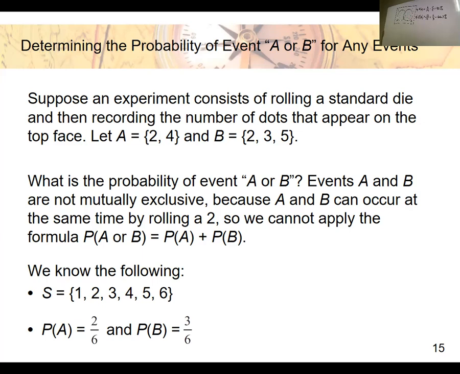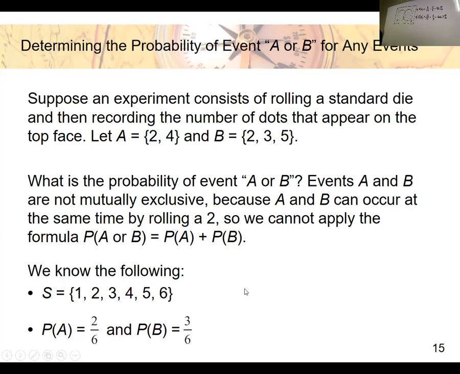Okay. Now notice, this is a situation where these 2 events, A and B, are not mutually exclusive, because you notice the number 2 appears in both events A and B. So we're not going to be able to do the addition rule on this one: the probability of event A plus the probability of event B.